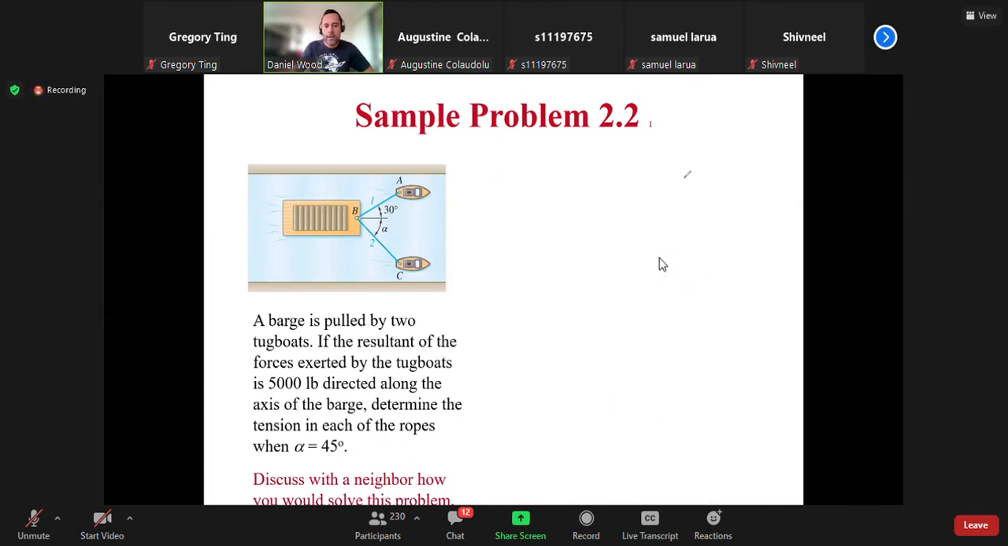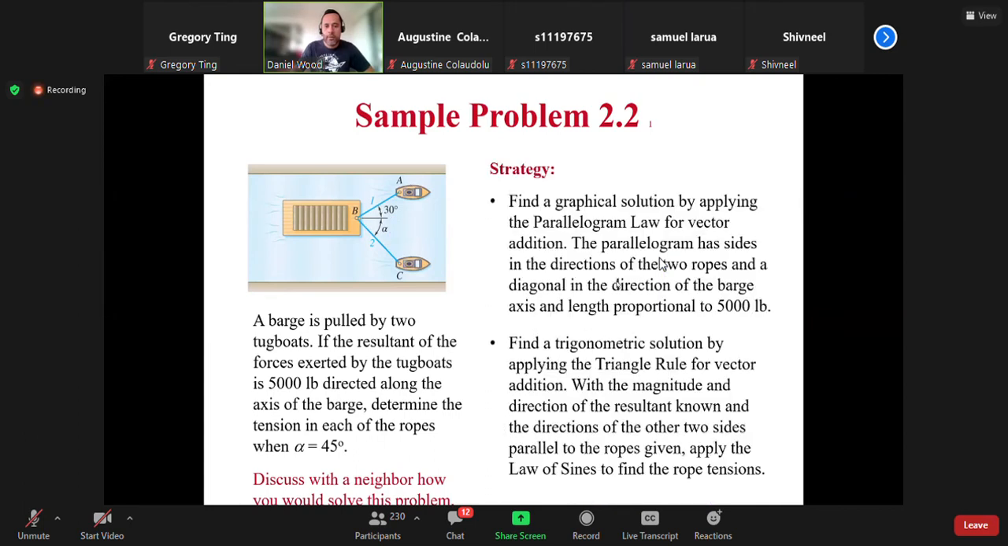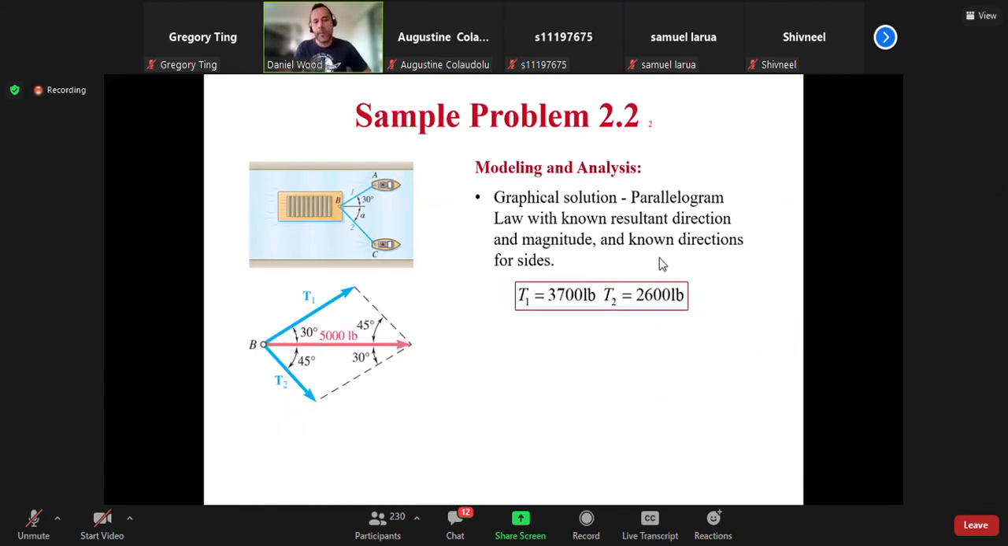So let's go through and see how we solve it. So here is the parallelogram rule. So, the parallelogram rule is we know that we've got the 5,000 pounds acting along the horizontal. So you would draw the 5,000, okay? Then you draw lines of action of T1 at 30 degrees, and lines of action of T2 at 45 degrees.